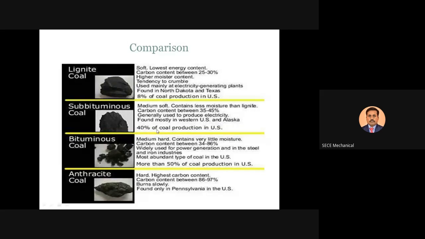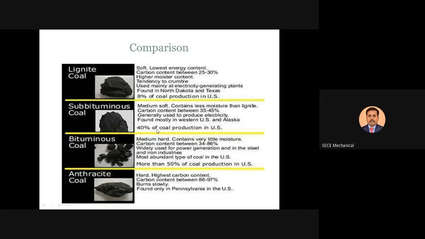And the next one is anthracite. Anthracite has the highest carbon content. It is a hard one. Carbon content lies between 86 to 97 percent. More carbon content means it burns slowly, and at the same time more heat can be generated with the help of this coal. That's why anthracite is mostly used in power production. This is a high-grade coal. So these are the comparisons between these coals.